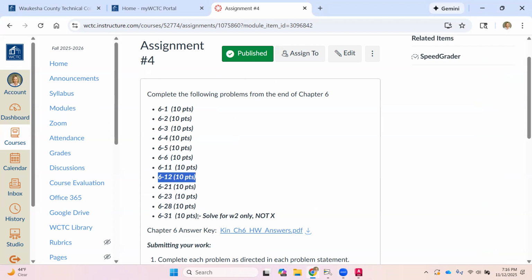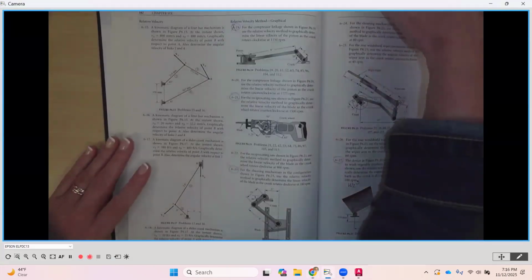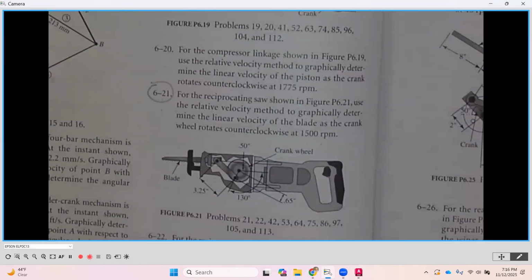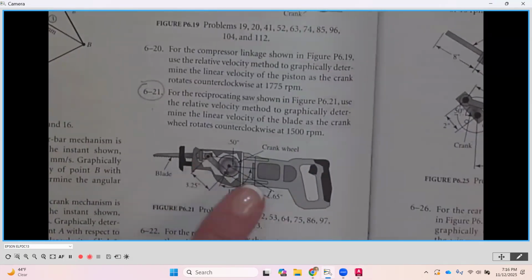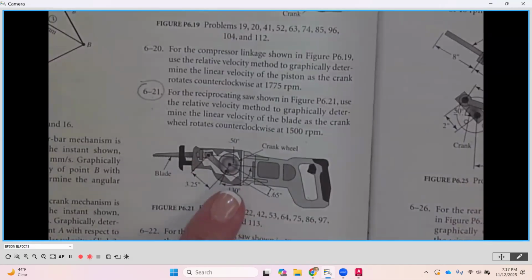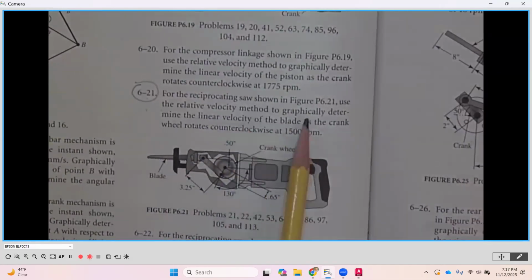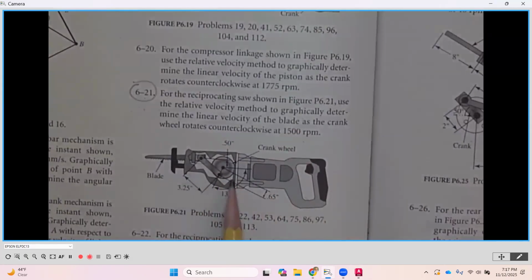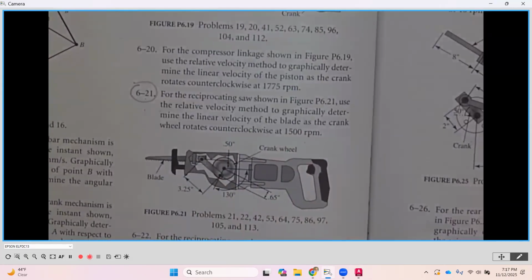So let's take a peek at these last problems, which start on page 162. The first one you're going to do is going to be 621. 621, we have a reciprocating saw here. We want to use the relative velocity method to graphically determine the linear velocity of the blade as the crank wheel rotates counterclockwise at 1500 RPMs.